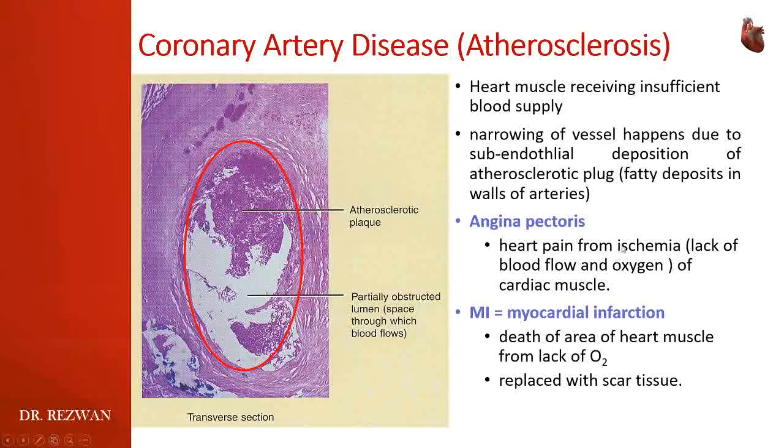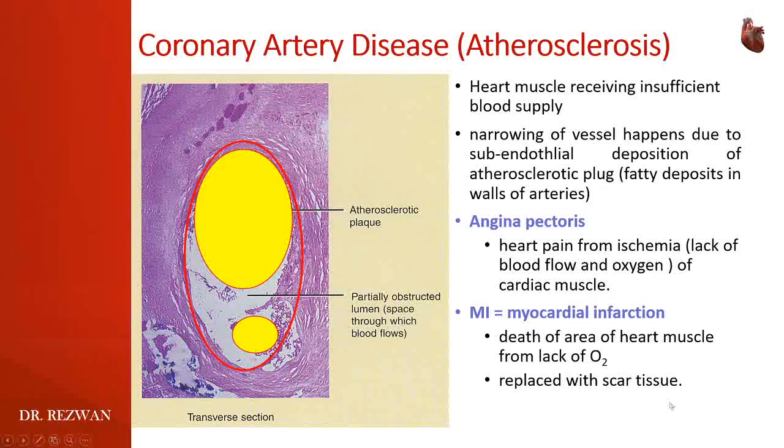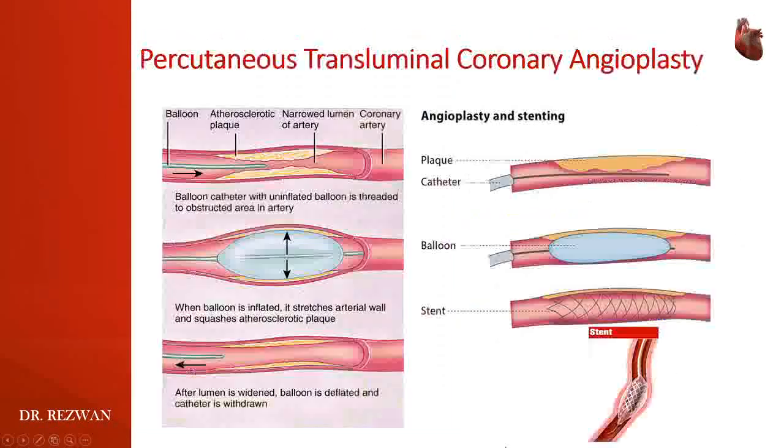When this angina pectoris is persistent, that means insufficient blood is always going into the heart muscle, there will be myocardial infarction. That means the death of an area of the heart muscle from lack of oxygen. We know the heart muscle needs oxygen. So if there is a persistent lack of oxygen in the heart muscle, there will be myocardial infarction, and the death of the cardiac muscle will happen, and that muscle will be replaced by scar tissue or fibrous tissue. As we can see, the lumen is pretty much blocked due to the accumulation of the atherosclerotic plaque.